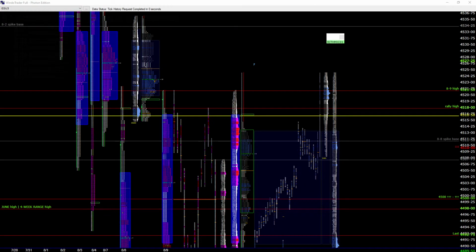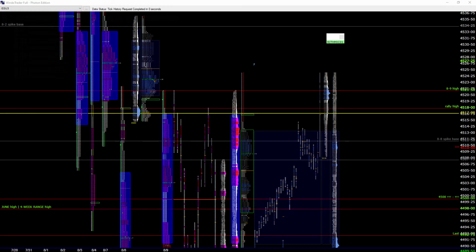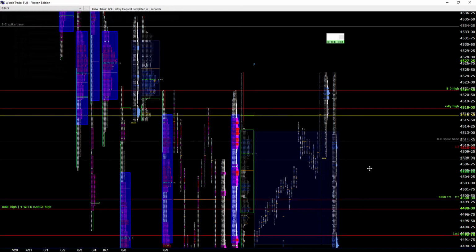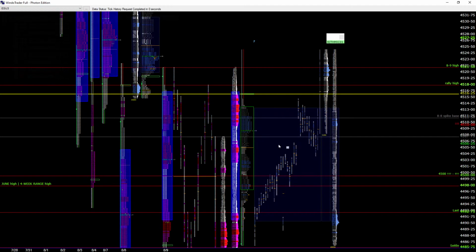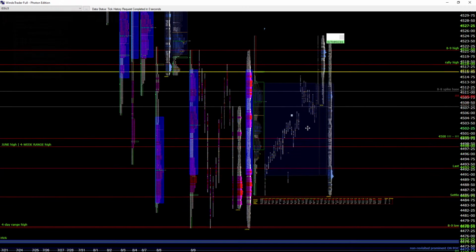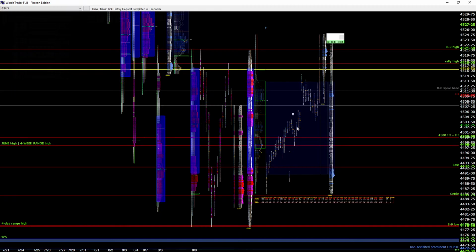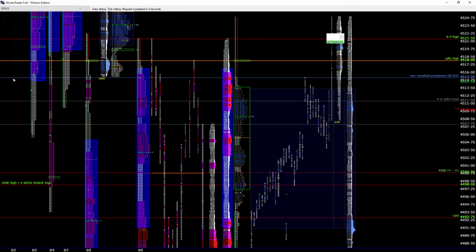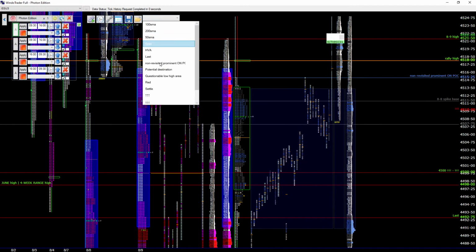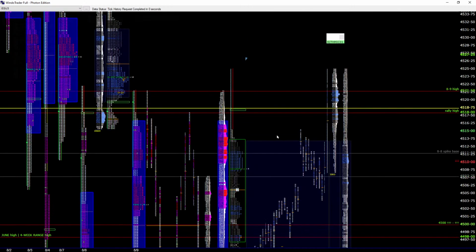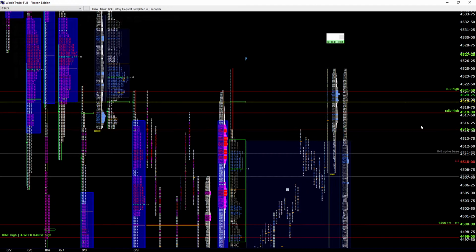Let me open. Before I talk about anything, what I'm doing here is just watching what the market does. We have a spike to the upside. The base of the spike is, this is the base of the spike.